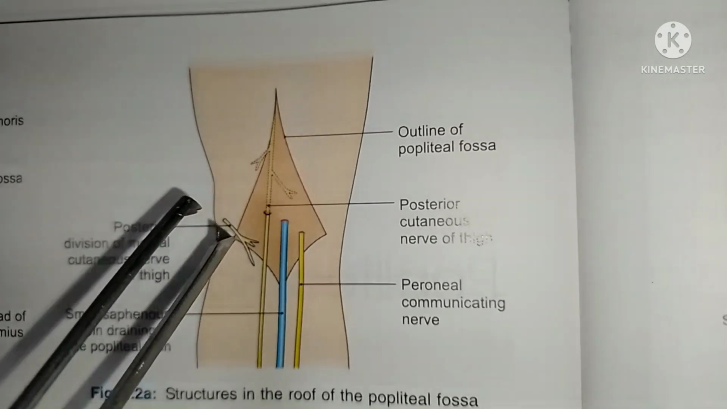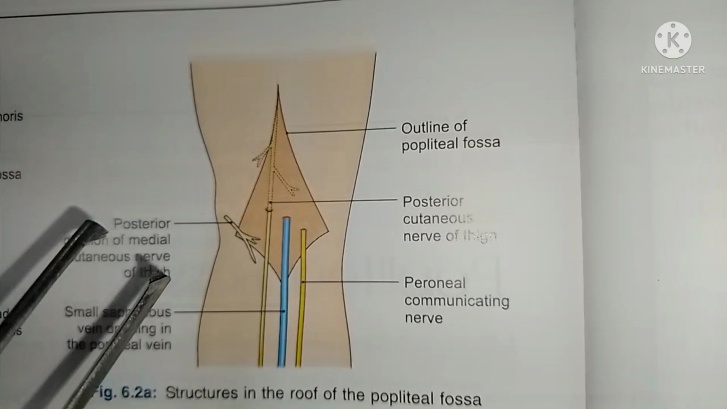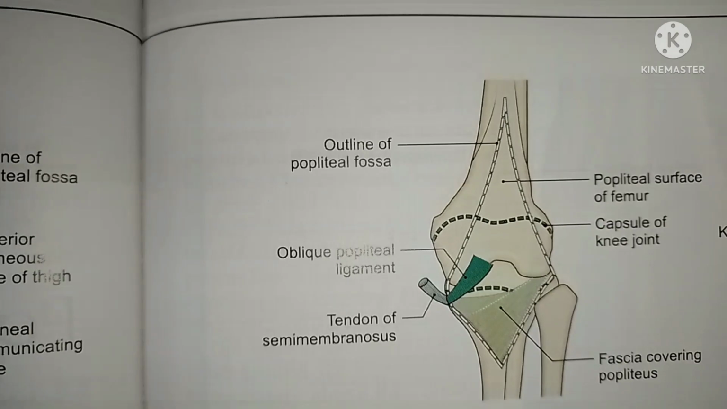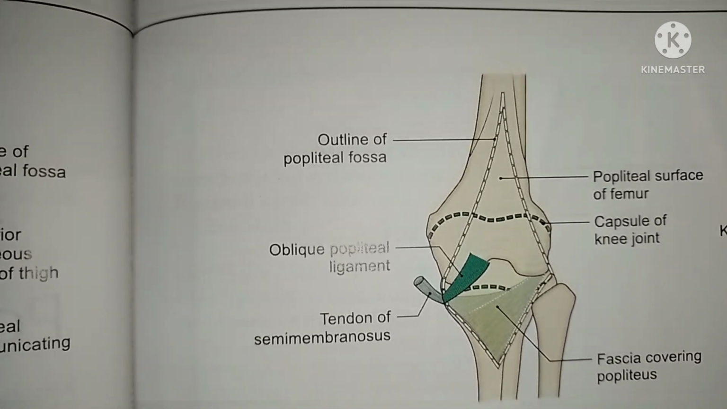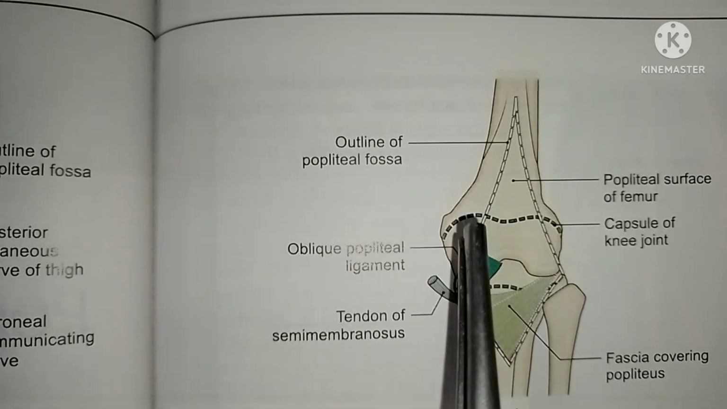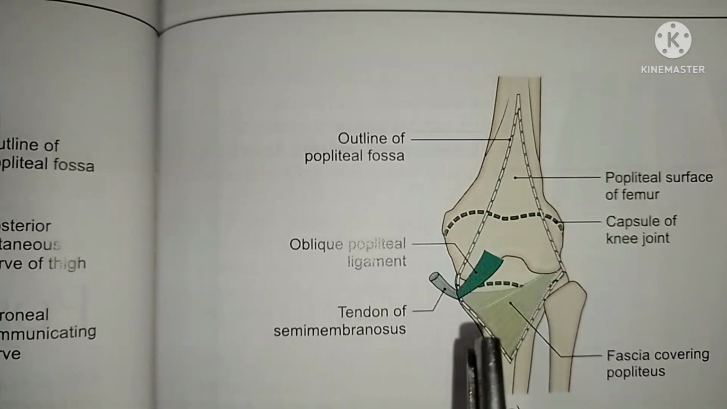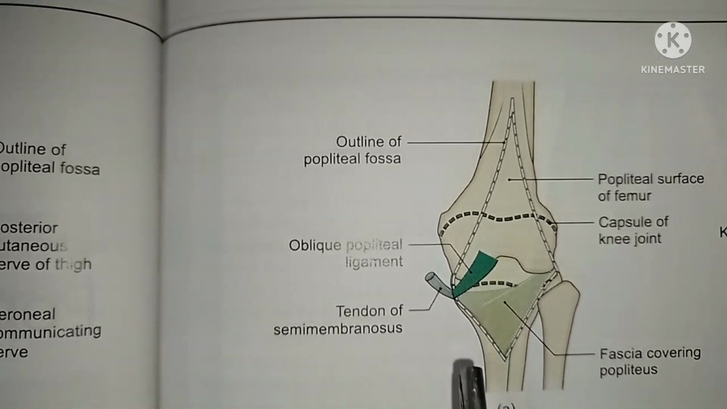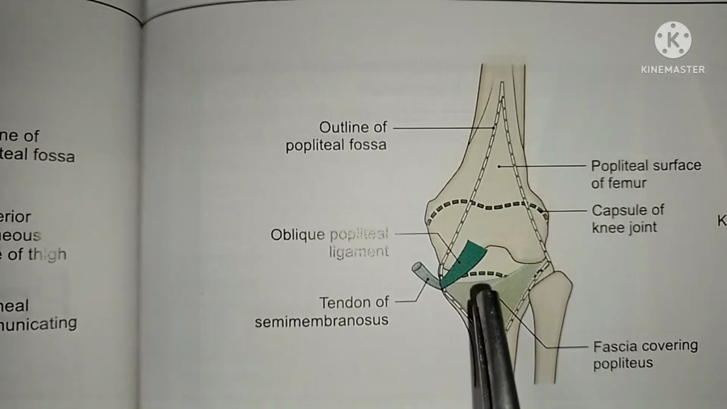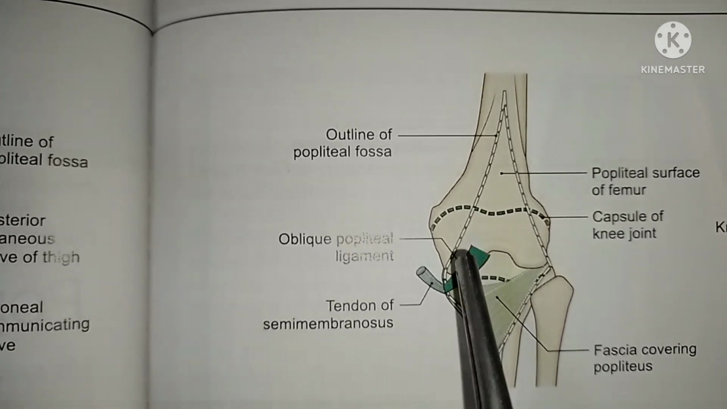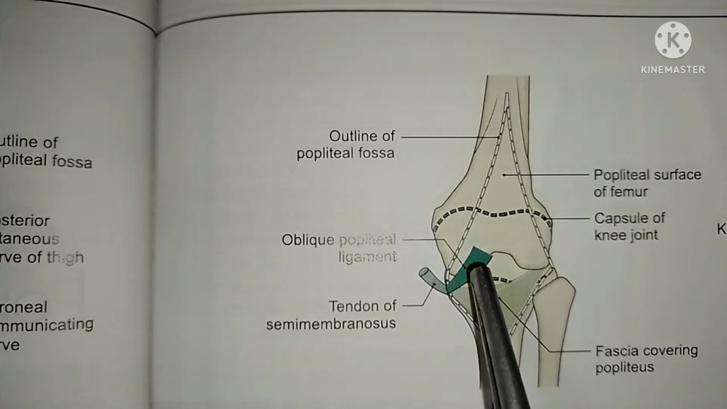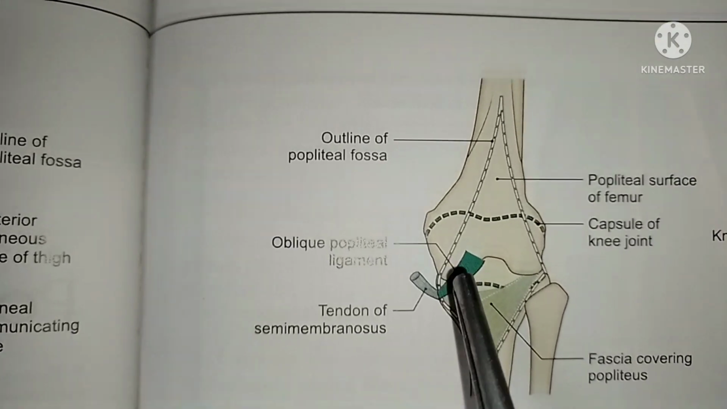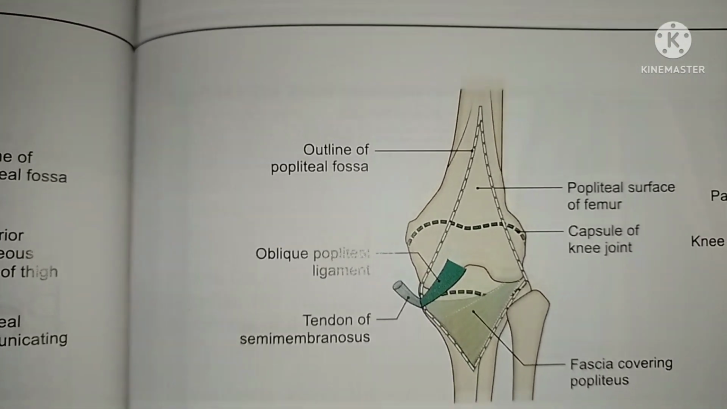Now come to the floor of the popliteal fossa. The floor of the popliteal fossa is formed, from above downward, first of all, by the popliteal surface of the femur, and the capsule of the knee joint, and the fascia covering the popliteus, as well as the small part showing here. This is known as the oblique popliteal ligament. The oblique popliteal ligament is a degenerated part of the adductor magnus muscle.